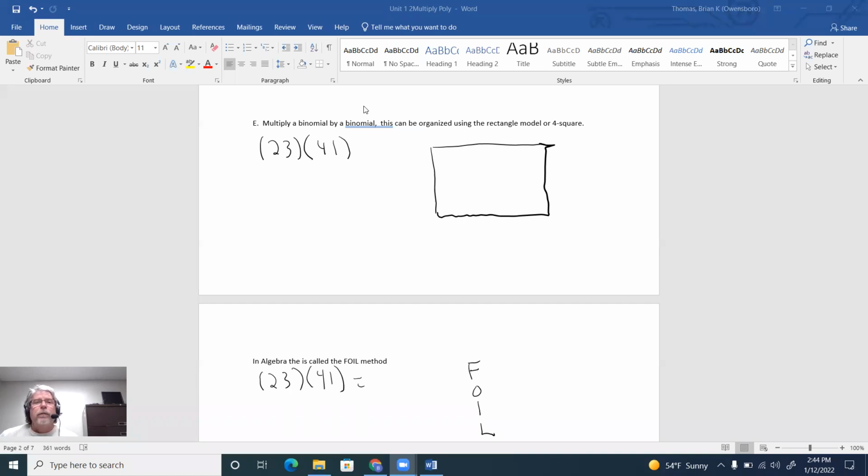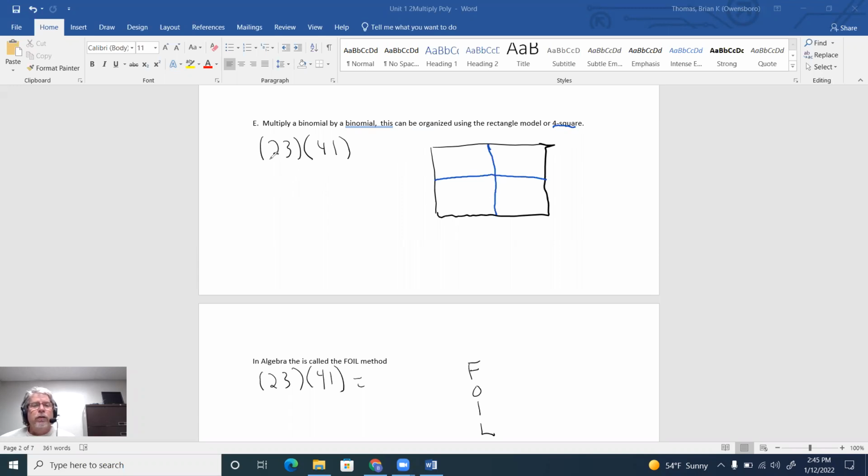So this next part, we want to get into multiplying a binomial by a binomial. And this can also be organized by using what we call the rectangle model or a four square concept. What I mean by four square, when you multiply a binomial by a binomial, all you need are 4 squares. So we can cut that up into 4 pieces.